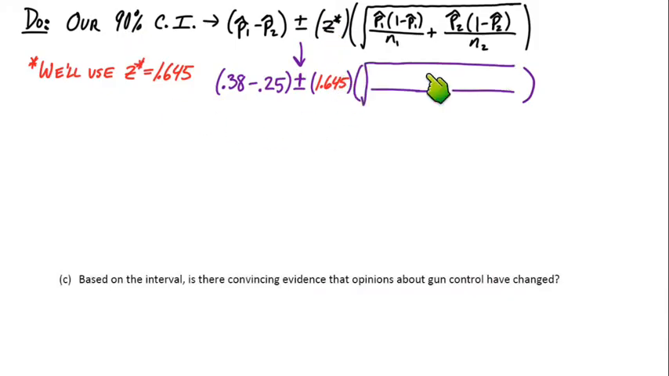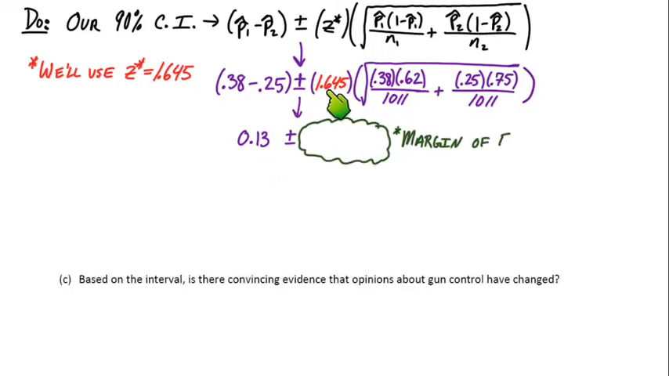And then let's go ahead and set up the square root here. So 1,011, sample size was the same for the first sample and the second sample. And then P hat 1, 0.38, 1 minus that is 0.62. P hat 2, 0.25, 1 minus that, 0.75. Okay, so the difference in our sample proportions is 0.13. That's what they were talking about at the very beginning of the problem.